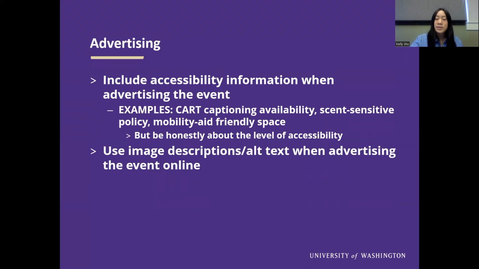And when you're advertising the event, please include accessibility information when advertising. So this means noting the cart captioning availability, sense-sensitive policy, or advertising the mobility aid friendly space. But also make sure to be honest about the level of accessibility. And also ensure to use image description / alt text when advertising the events online.